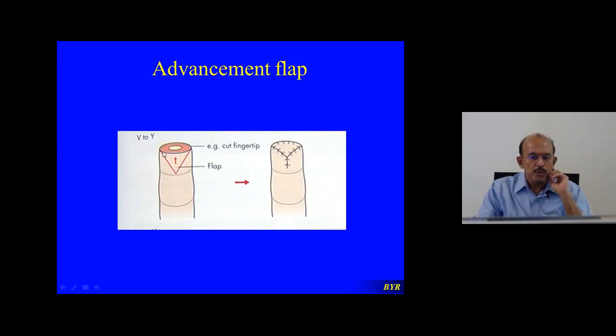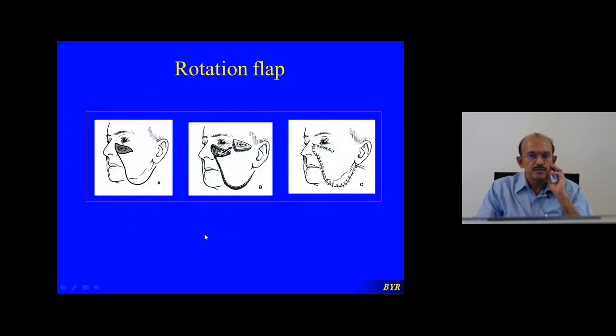Then what you do, you make a V cut over the pulp space. You make an incision deep up to the bone here. This pulp of tissue, skin with subcutaneous tissues, gets blood supply from the underlying tendon and underlying periosteum. So you slide it forwards over this and suture it here. Then V becomes Y. So this is VY-plasty. For a cut fingertip, this advancement flap can be used.